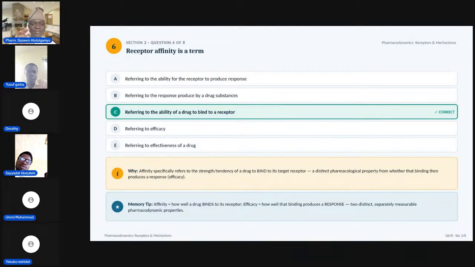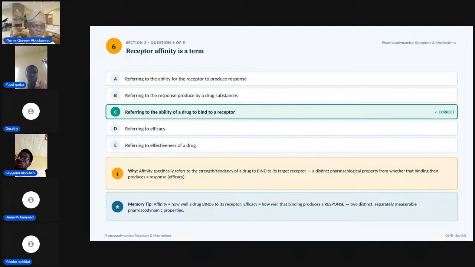So the next thing is receptor affinity. Receptor affinity. If you look at the Y that I put here, affinity specifically refers to the strength or the tendency of a drug to bind to its target receptor. Two things now: the strength and then the tendency. The strength and the tendency of the drug to bind to that particular site. That is called affinity. So it's a distinctive pharmacological property from whether that binding then produces a response. It's different from efficacy.